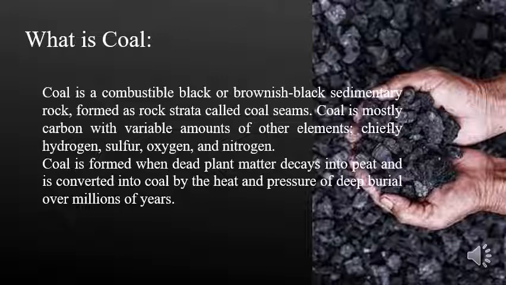What is coal? Coal is a combustible black or brownish-black sedimentary rock which is formed as rock strata called coal seams. Coal basically consists of carbon and various other elements like hydrogen, sulfur, oxygen and nitrogen. Coal is formed when dead plant matter buried under the earth's crust over millions of years is converted into peat and then into coal by heat and pressure.